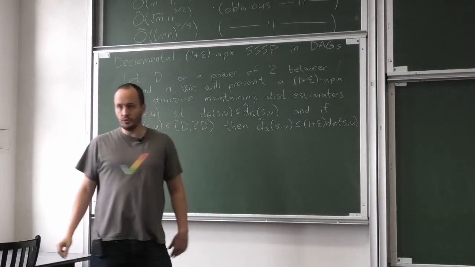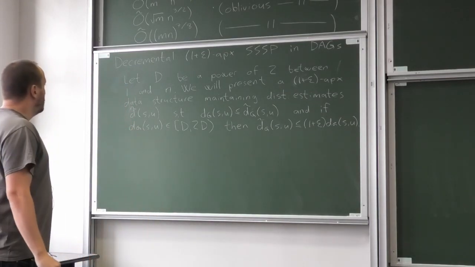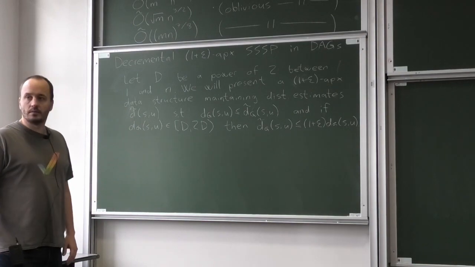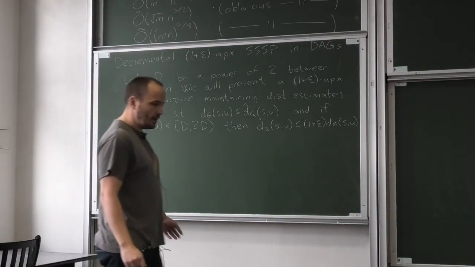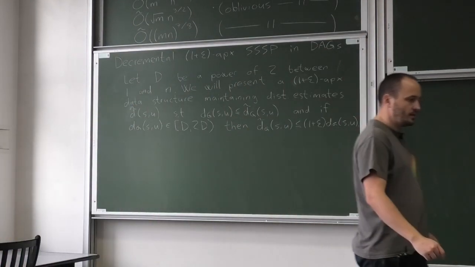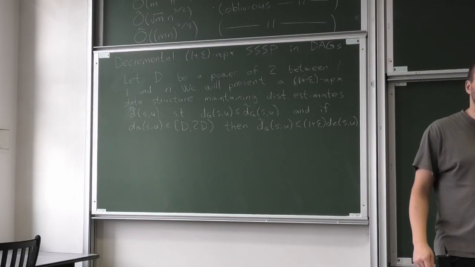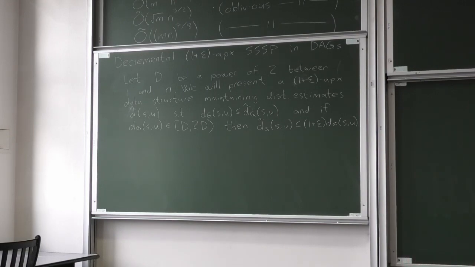Again, this is for all U. So why is this enough to do this? I mean, if we don't care about log factors, why is this fine? If you have such a structure, if you can show a good bound for this structure, how could you get one for arbitrary distances?